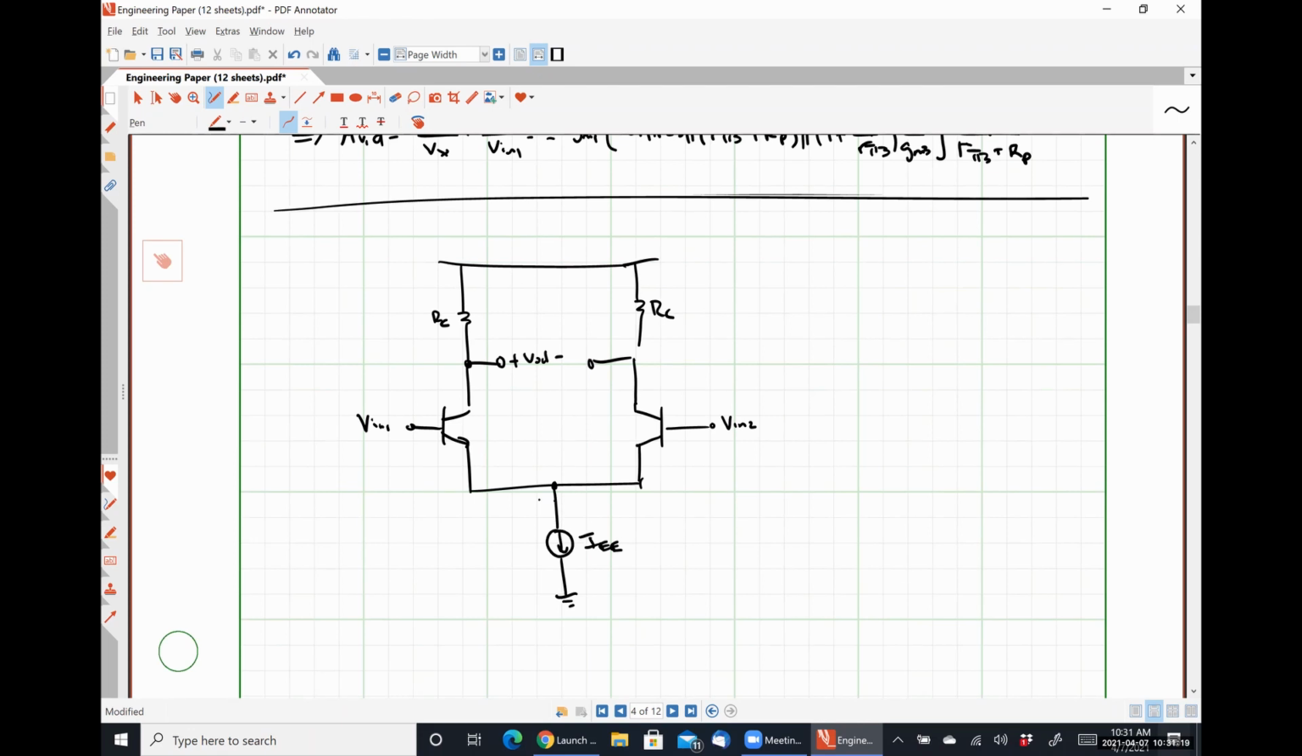What if I said that we no longer had an ideal current source? Instead, our current source does not have an infinite impedance. It has some finite impedance, RED. Does this fundamentally alter the way that we have to analyze the circuit?